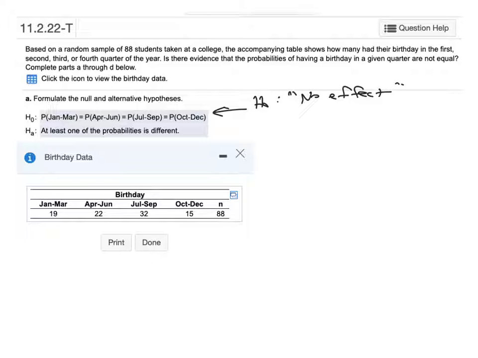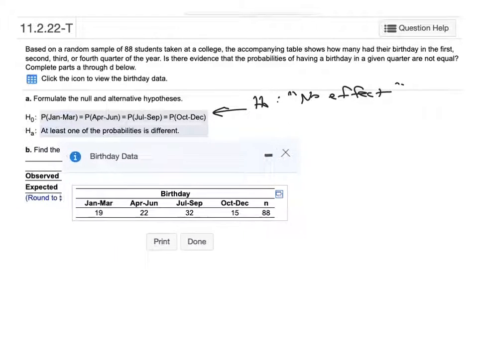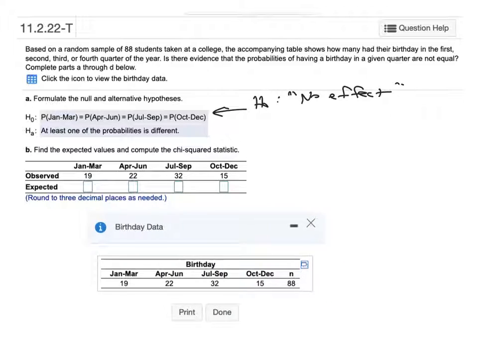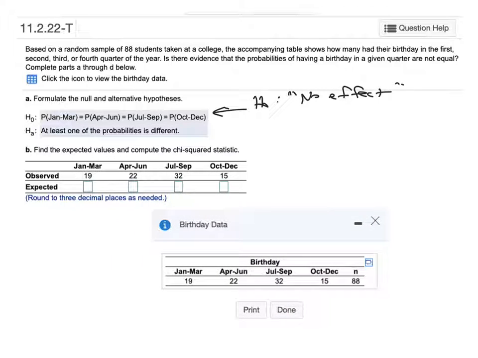In this problem, the data is stuck inside of the little cell here. If we pop that open, this is what that looks like. I just screenshot it and stuck it on here for you, but that's what you see when you click that icon. After we've set up the hypotheses, they actually repeat that information. They put the observed counts in here. Notice these are the same things that came from the table. And they do tell us that it adds up to 88, which is nice, so we don't have to do any arithmetic.